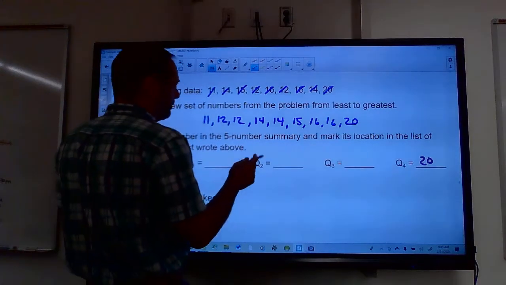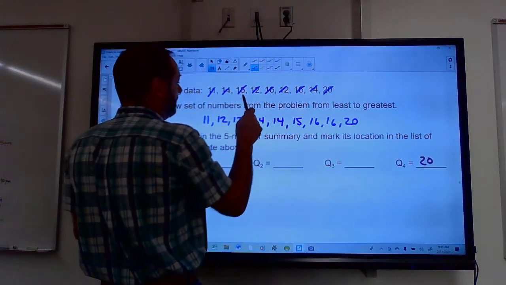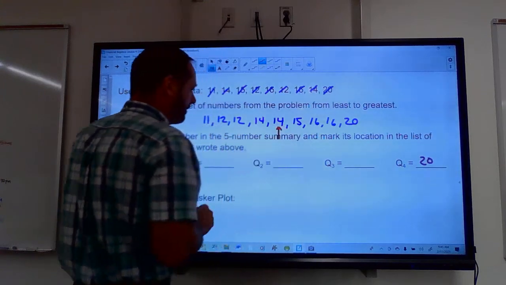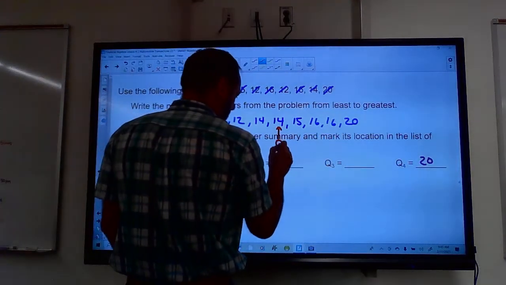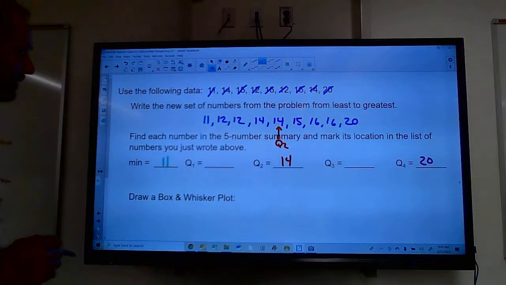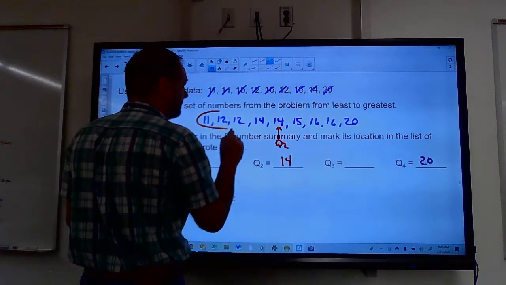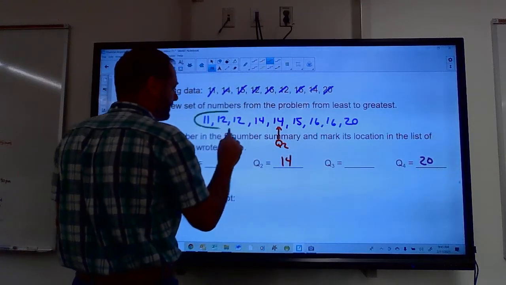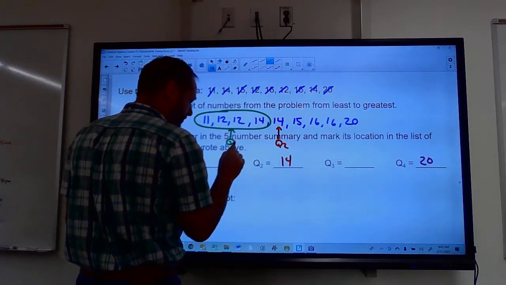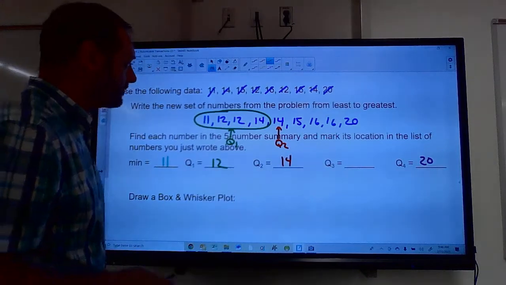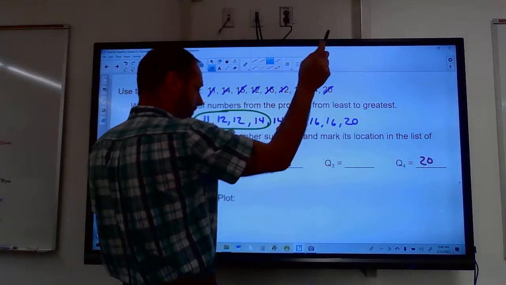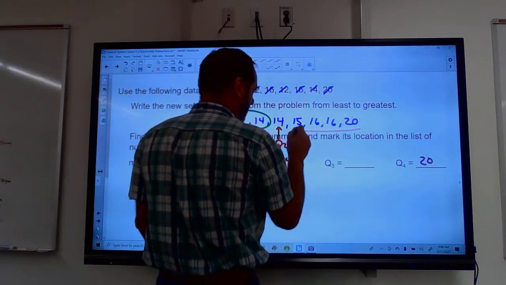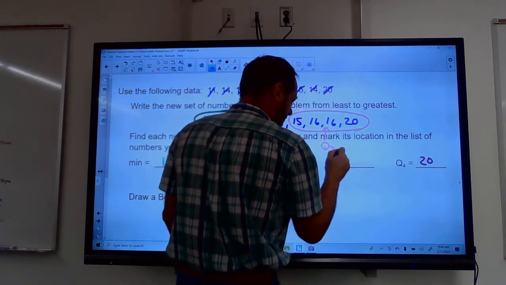Okay, always find Q2 before you find Q1 and Q3. So I've got 3, 5, 7, 9 numbers. The middle one is going to be 14, the fifth one. So there's my Q2. Then Q1 is going to go with these numbers right here, between those, which is just going to be 12. And Q3 is going to be the middle of those two, which is easy also. It's going to be 16.